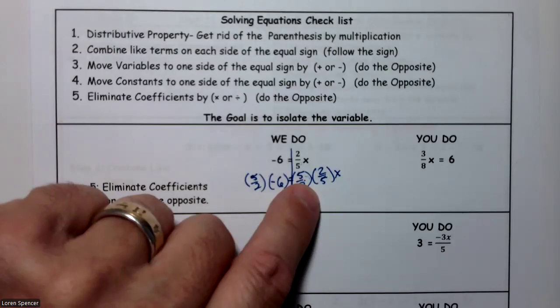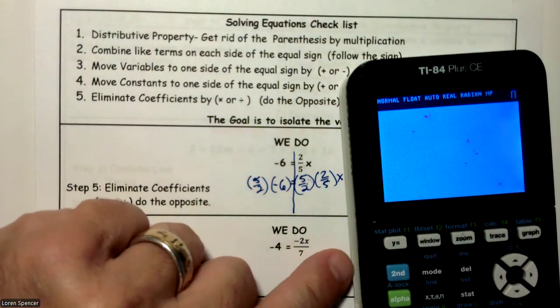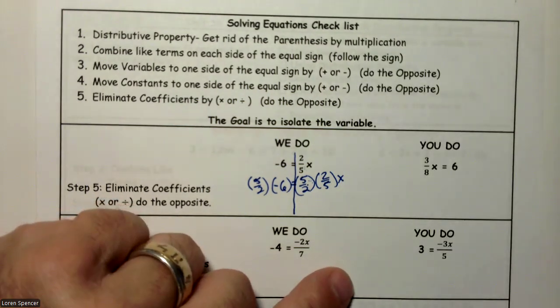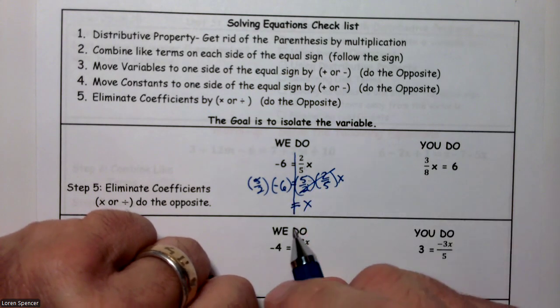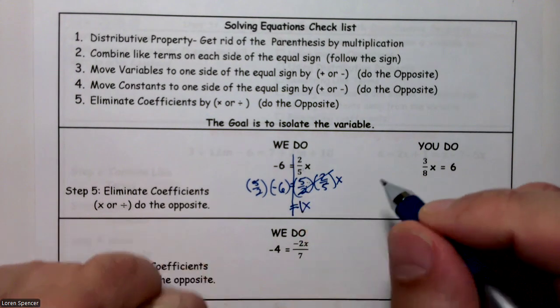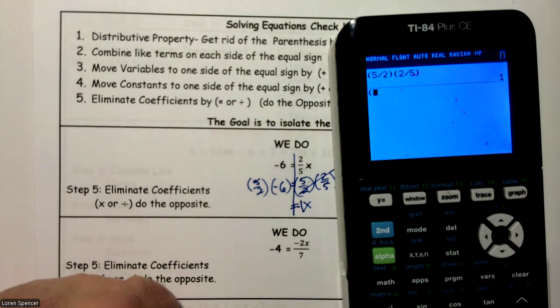First off, this side becomes 1. And I'm just going to show you that. You don't ever have to do this. I just want you to see it one time. Parentheses 5 divided by 2, parentheses 2 divided by 5. That becomes 1. That crosses out, just becomes x, or 1x. All right? But here, this is probably bothering you a little bit, but don't worry about it.